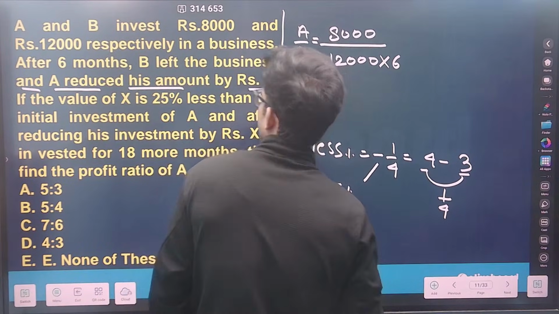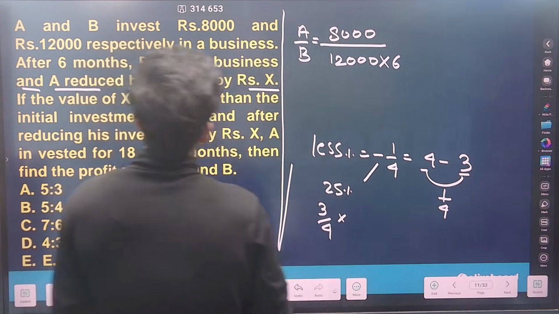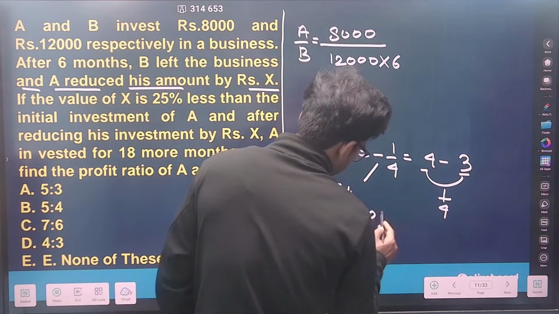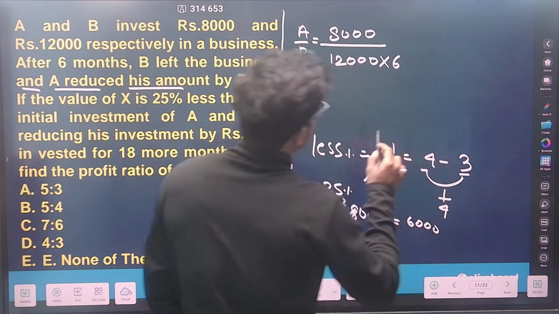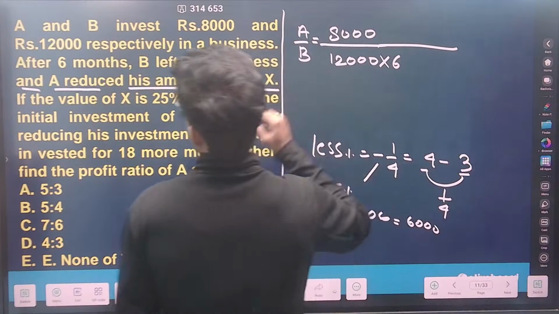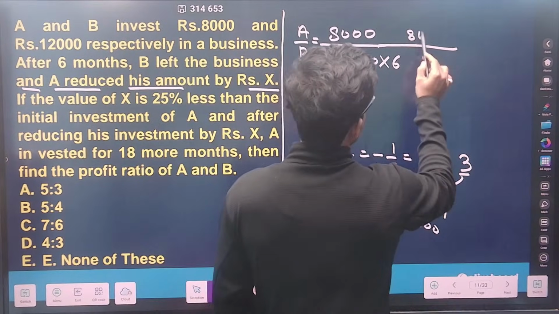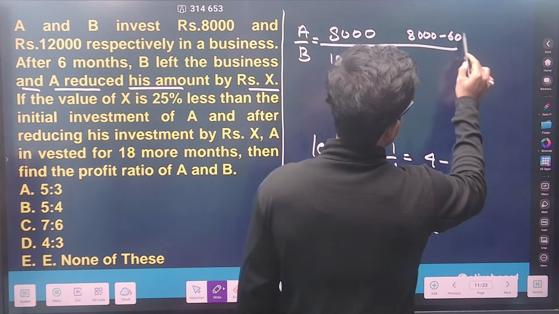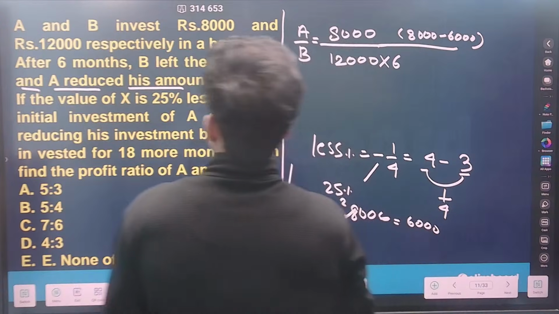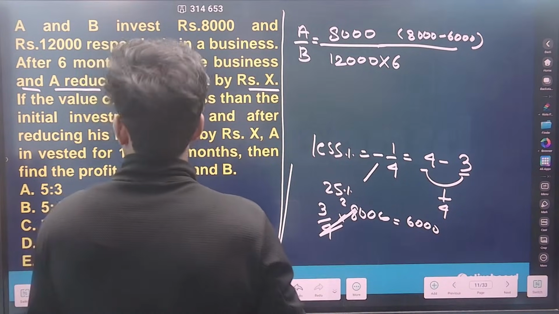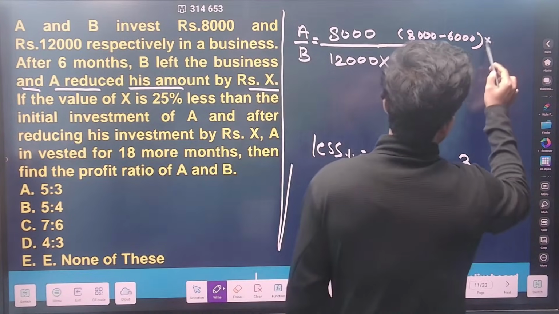So 3 by 4 of the initial investment of A, and it was 8,000, correct? So 4 2s are 8, and this will become 6,000. So the value of X is basically 6,000, and A reduces. Initially the amount of A was 8,000, now it reduces to 6,000, correct? And after reducing investment by X, invested for 18 more months. So basically now they are into the business for 18 more months.